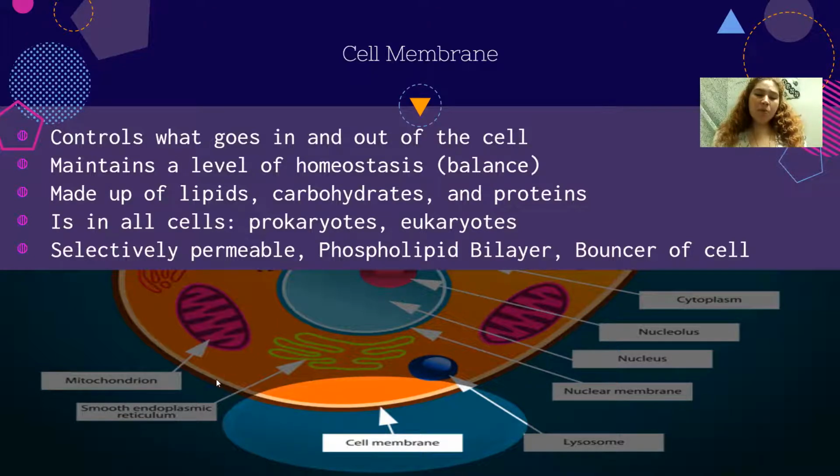It's selectively permeable. We call it the phospholipid bilayer, and you'll see what that means. It's a bouncer of a cell because it regulates what goes in and out. It controls who can come and who can go.